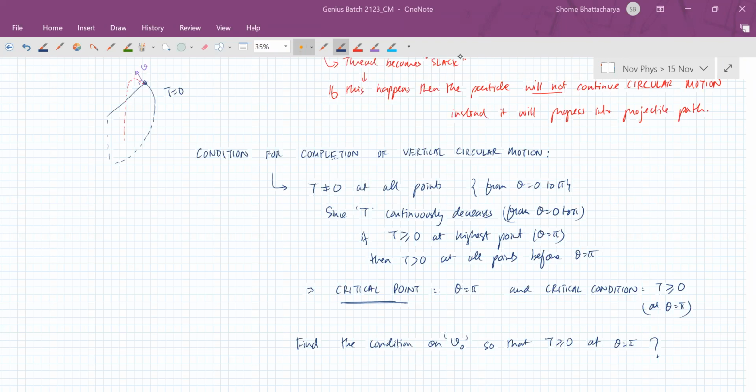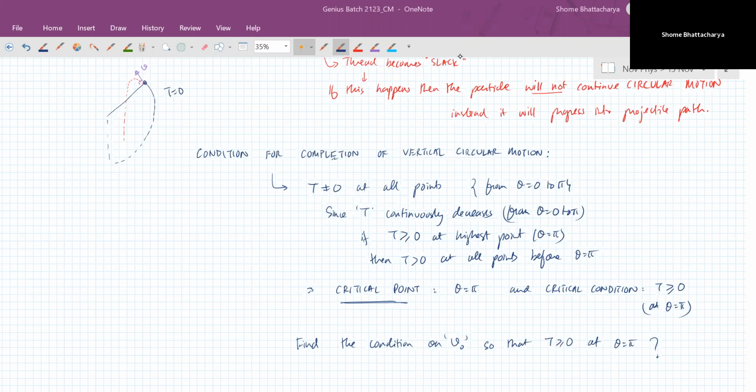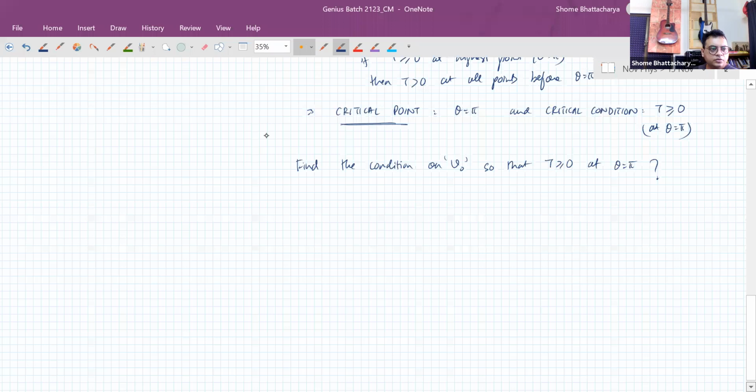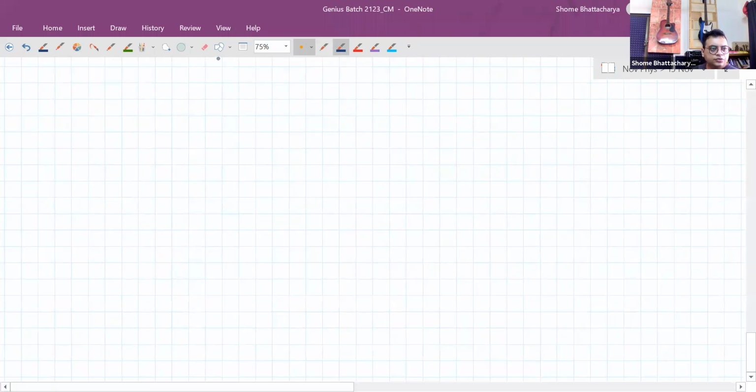Right, very good. So getting the correct answers, you will see that the condition is root 5 GL at the lowest point, V naught. So first of all, you check out the condition for V at the highest point. If the particle, we assume, has reached this theta equal to pi position, that means the string has not slackened anywhere before that.